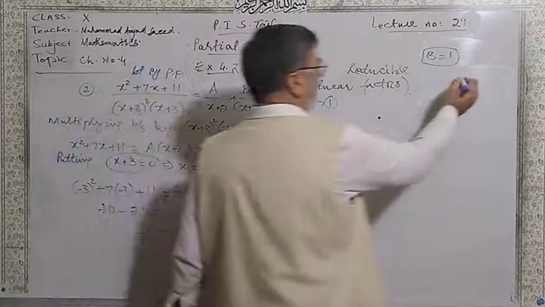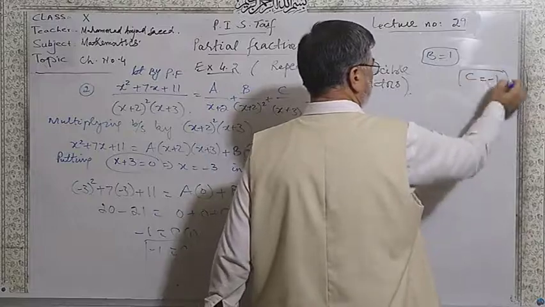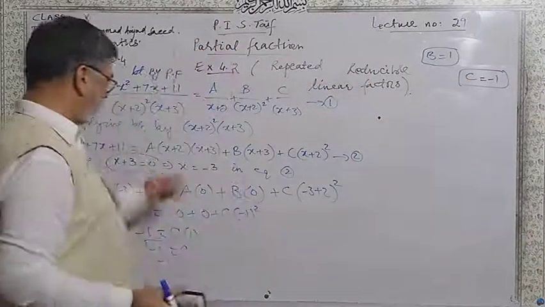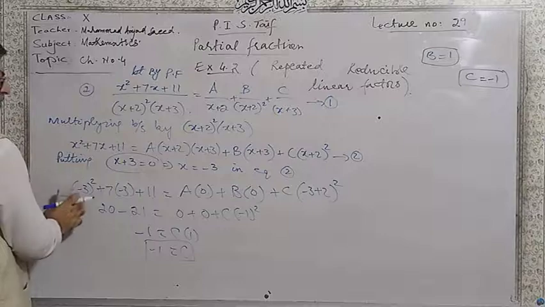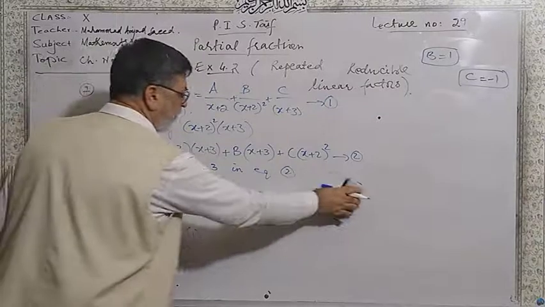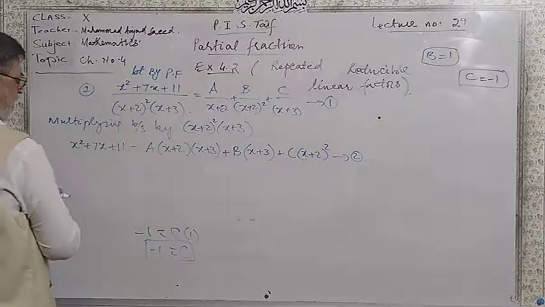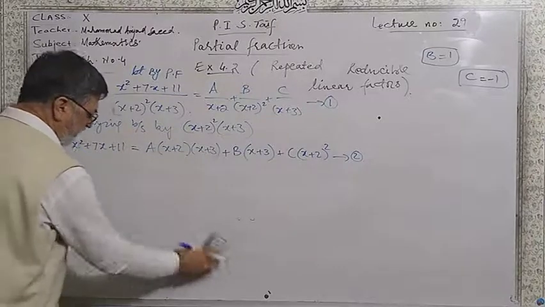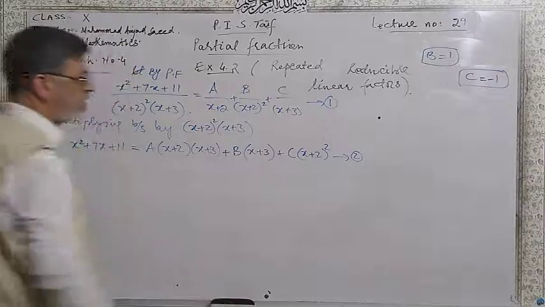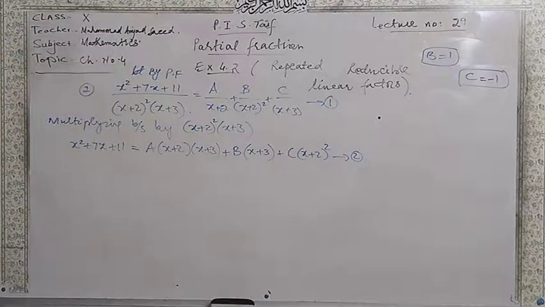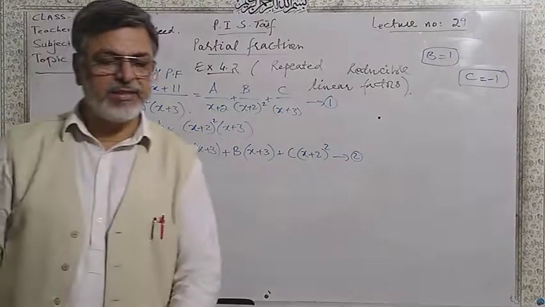Remember that we got c is equal to minus 1. Actually, there was a mistake of negative sign in fact. After that, same method, because we have used putting method to find two constants. For finding the third constant, that is a, we will apply a comparison method.